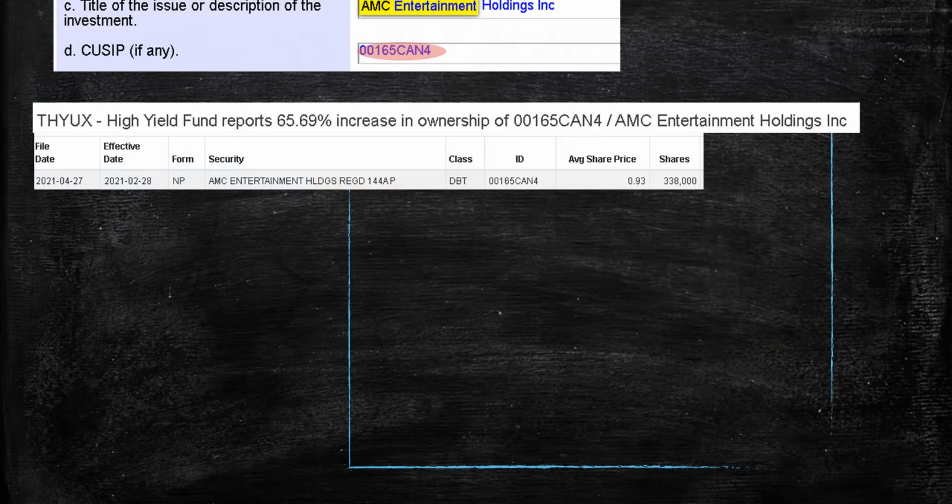So this is an example of an institution that owns this debt, and it is THYUX. It's an ETF, and you can see here that there's 338,000 shares in here. So this is where we get those ETF share counts from. It's comprised of all of these different institutions that own AMC's debt.